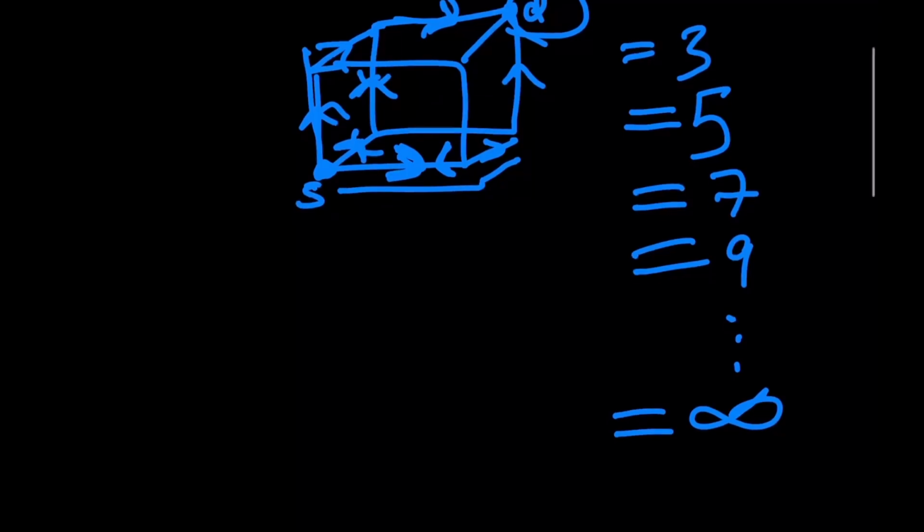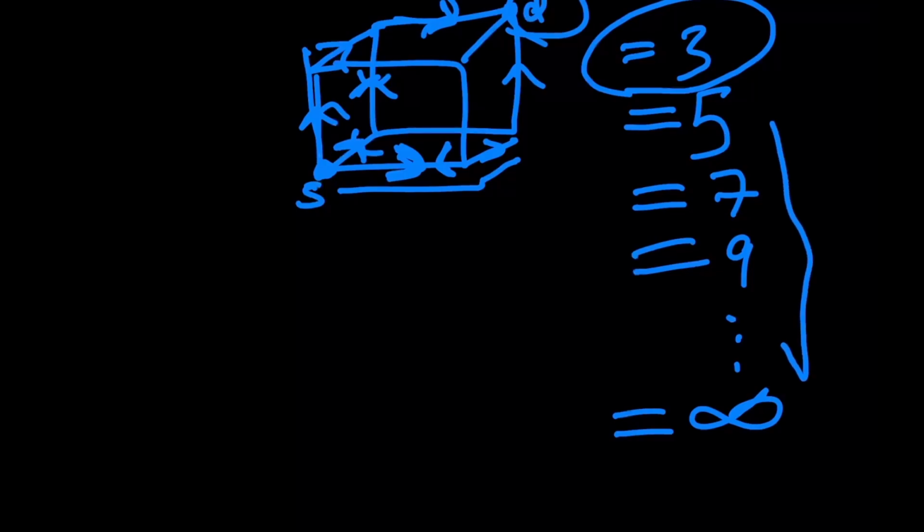But obviously the probability of the case of 3 steps is the highest, and as we increase the number of steps that would need to be taken to reach the destination, the probability decreases. So the probability decreases as the number of steps increases, right?